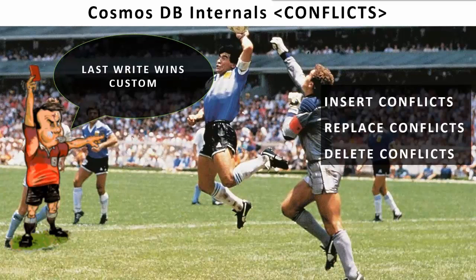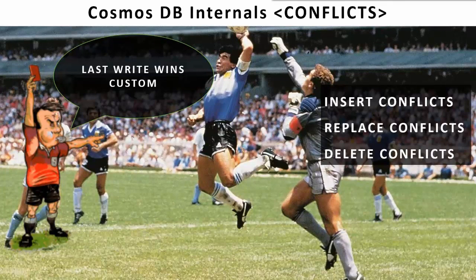If you just go by the default, that's going to be last write wins, which means that whoever writes the data last, we take that data and throw the other one out. So we're going to trust that. That sounds good, but the problem is most businesses have more complex business workflows than that.